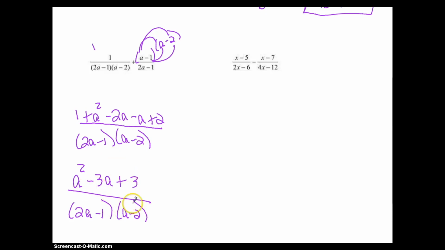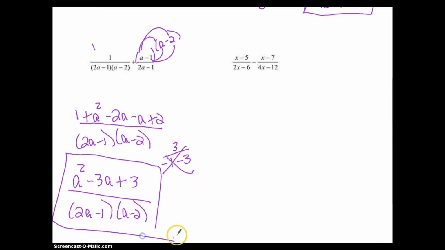You need to check just in case you can factor the top. You would be finding the factors of 3, 1 and 3. Sums are the same. They're all negative, and they have to equal 3. They don't, okay? So you don't have to factor, and that's just your answer. But you should check just in case.